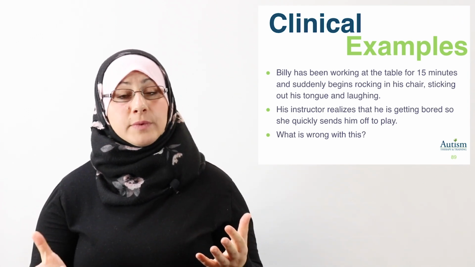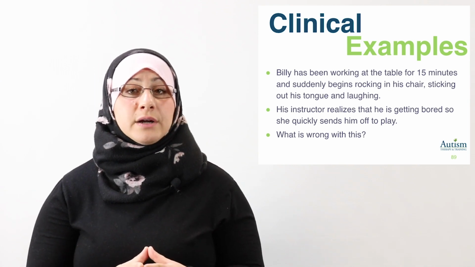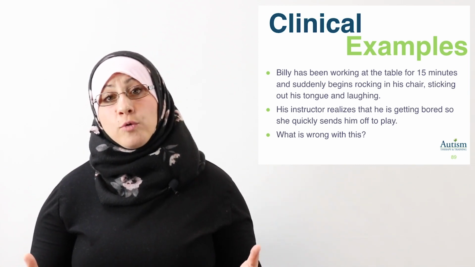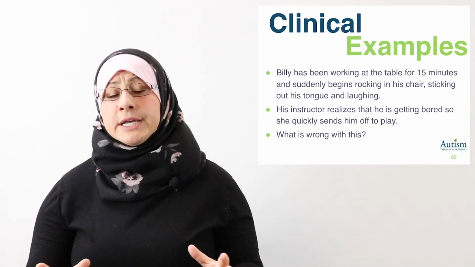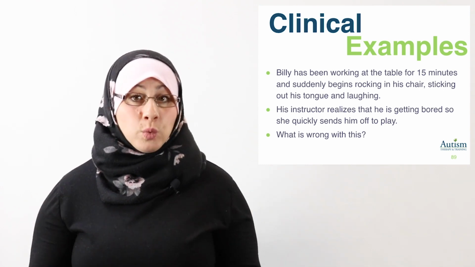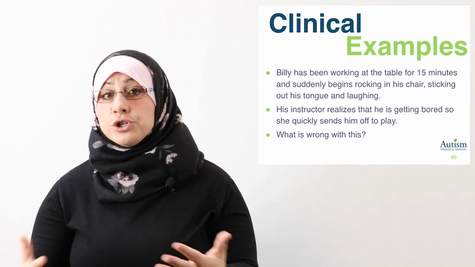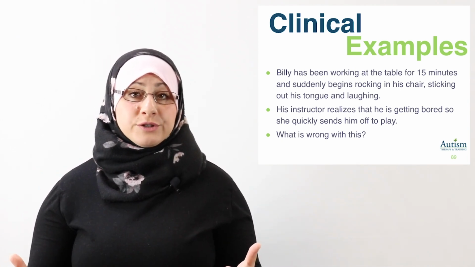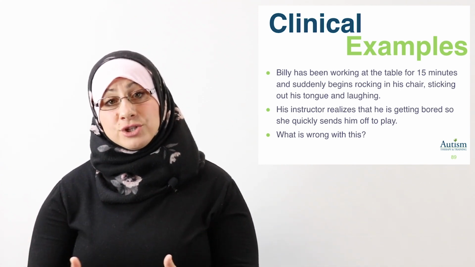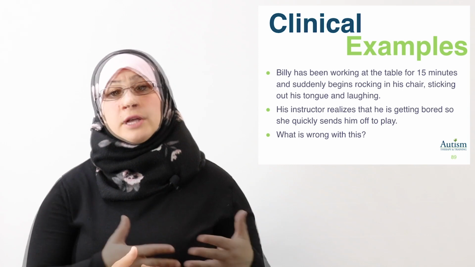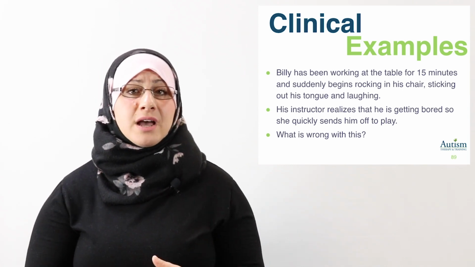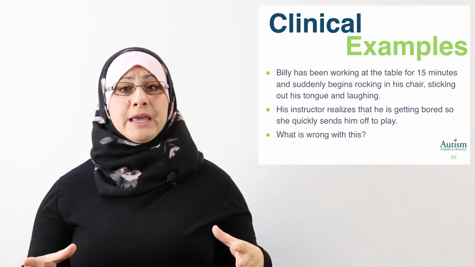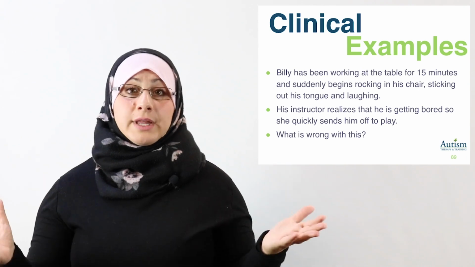What's wrong with this? Well, if we were to analyze this one here, he's been sitting at the table for 15 minutes. How long can he sit at the table for and do actual work? Now, when I say sitting at the table, you could be sitting at the table and playing with your learners. So that's good and you can do that. But if they're doing work back to back for 15 minutes, that might just be too much for them. And now they will engage in problem behavior to leave. So here in this example, he's sticking out his tongue and he's laughing, he's rocking in his chair. So he's engaging in this problem behavior and now we say, oh, I get it.